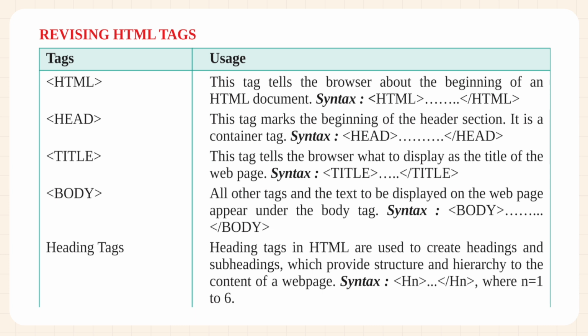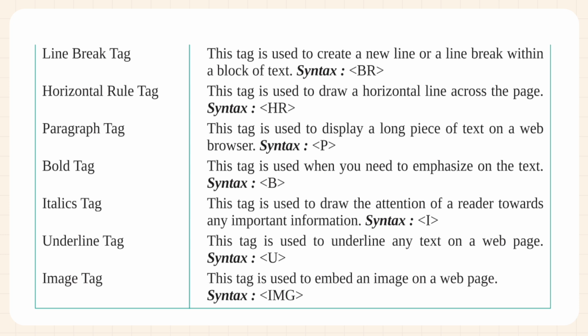Heading tags. Heading tags in HTML are used to create headings and subheadings, which provide structure and hierarchy to the content of a web page. Syntax: <hn>, where n is equal to 1 to 6. Line break tag: this tag is used to create a new line or a line break within a block of text. Syntax: <br>. Horizontal rule tag: this tag is used to draw a horizontal line across the page.